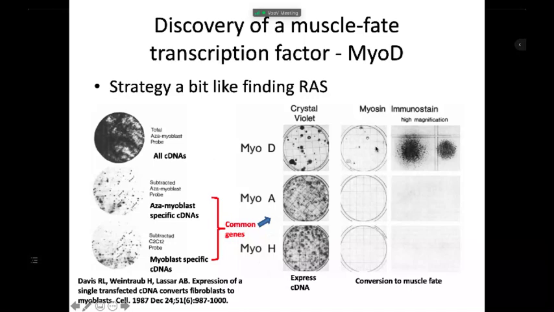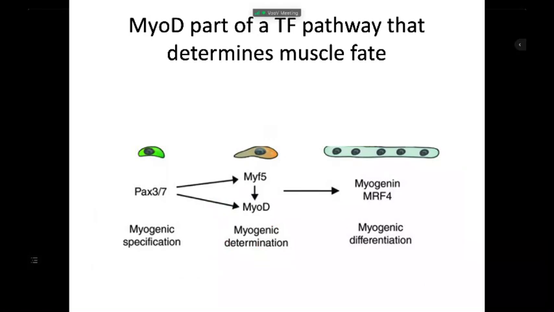In this immunostain, we can see the production of MyoD. So MyoD is both necessary and sufficient to induce muscle fate in fibroblasts. So what is MyoD? It's part of a transcription factor pathway that determines muscle fate. And so first of all, we have PAX37, which takes a non-myogenic cell and specifies it down the myogenic lineage.